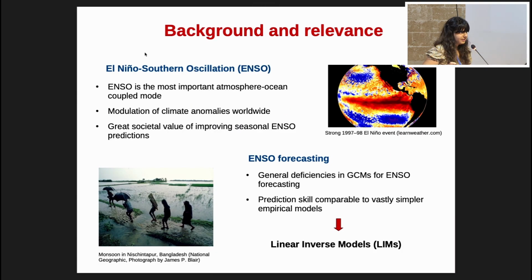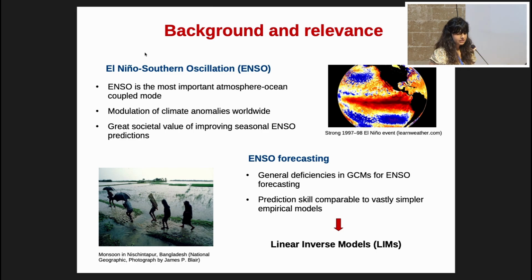So let's start by saying two words about ENSO. I think all of us know that the climate system is a very complex one, formed by the interaction of many different processes at different timescales and spatial scales. Among all these processes, El Niño Southern Oscillation, or ENSO, is the most important atmosphere-ocean coupled mode. It modulates climate anomalies worldwide, and therefore there is great societal value in improving ENSO seasonal predictions. On the other hand, there are general deficiencies in global climate models, or the numerical models that Antonio was talking about.